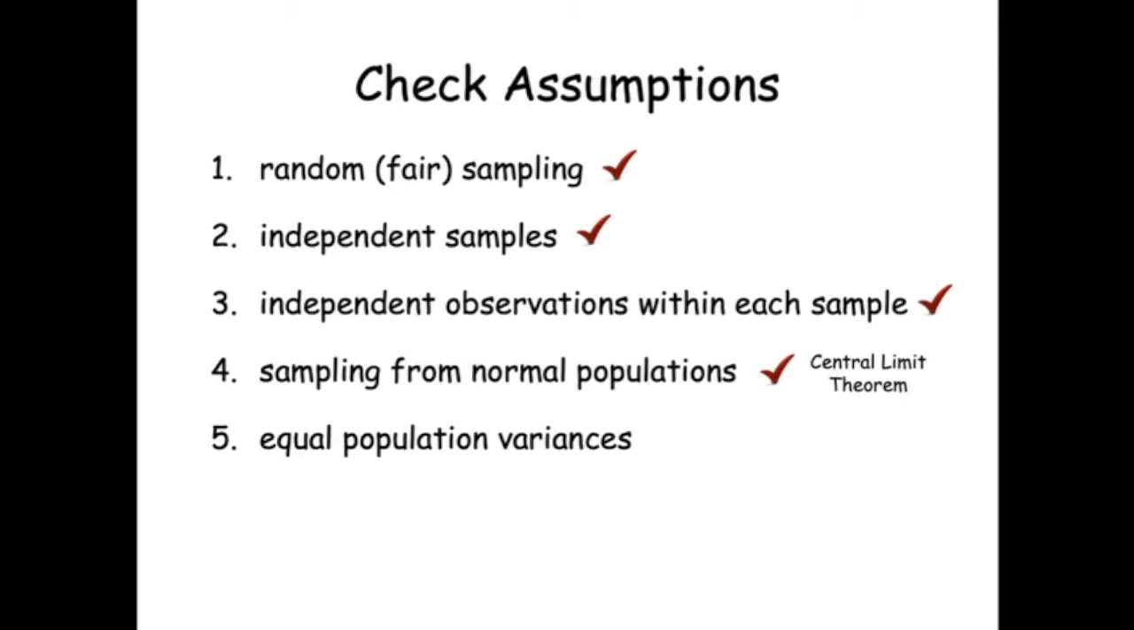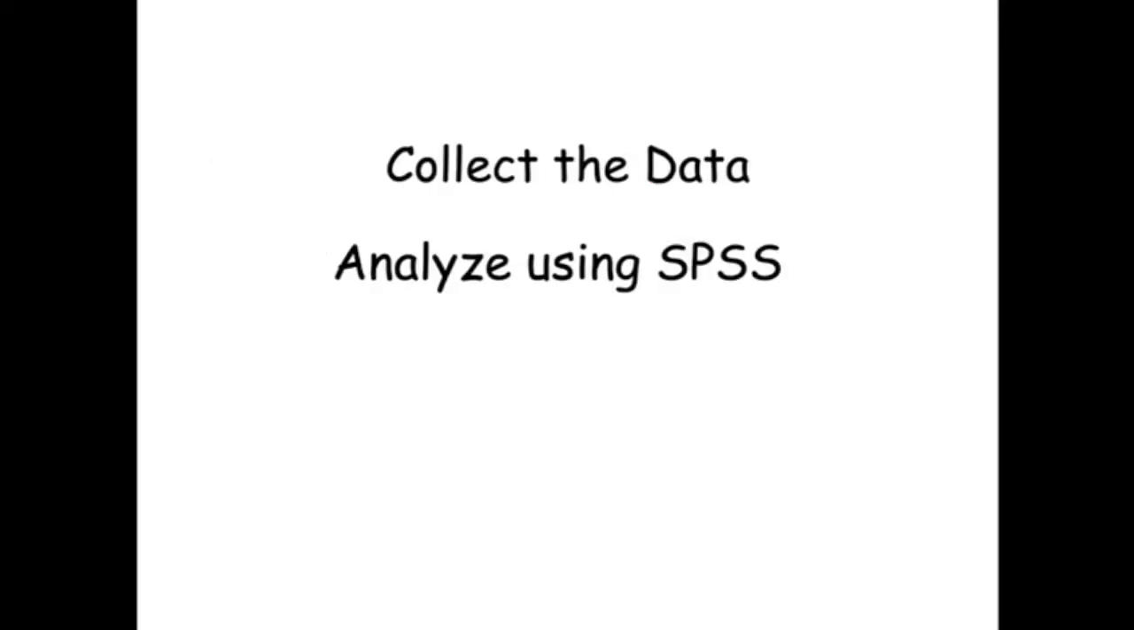Our total sample size will be large, so the sampling distribution of mean differences will be approximately normal. We use the Levene test in SPSS to test the equal variances assumption. Now we collect the data and run an independent t-test in SPSS. Let's see what the results look like.